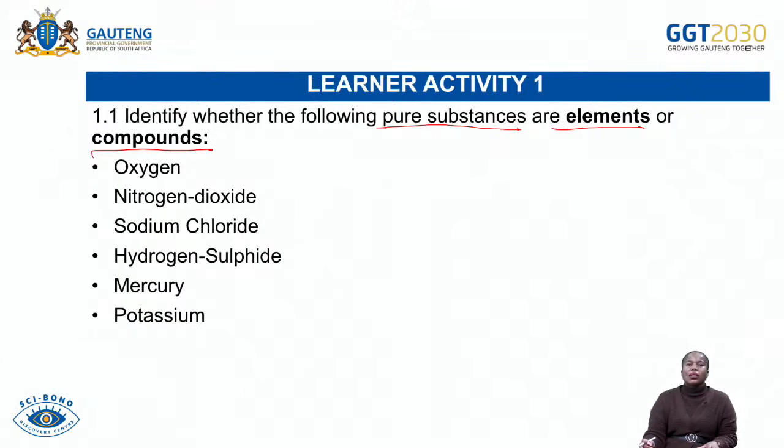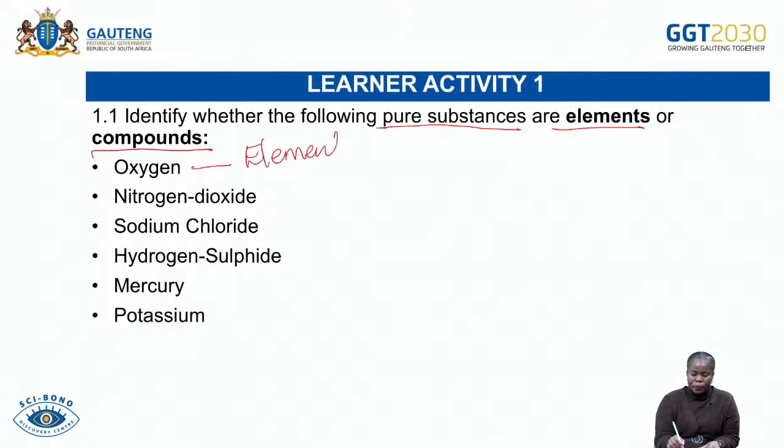The first one is oxygen. Now, there is oxygen in the periodic table. Oxygen can exist in its purest, simplest form. So oxygen is just an element on its own, because it's not bonded to any other element. So this one is an element.